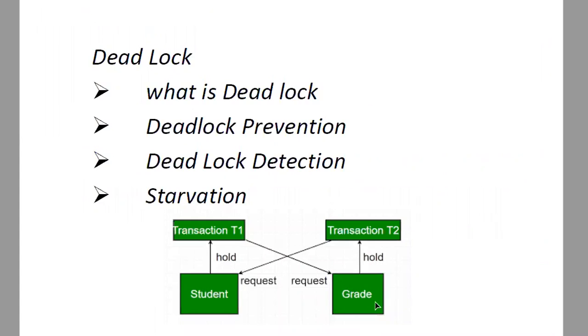The grade data is locked by transaction T2, and it will not release the lock until transaction T2 is over. The same thing here: transaction T1 has already locked the student data item, which will not be released by T1 until it completes the process. Until it completes the transaction, it will not release. This kind of standstill situation we call a deadlock.